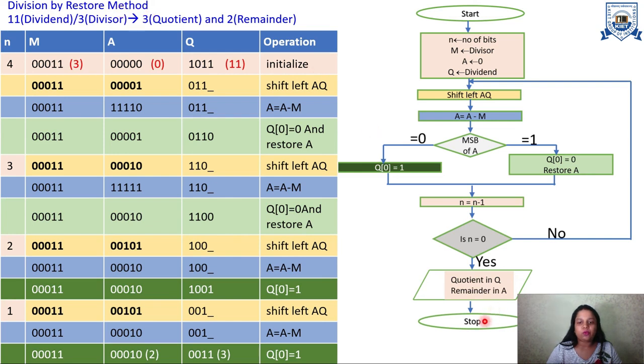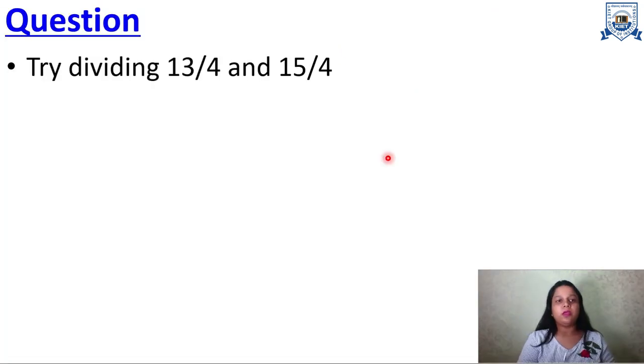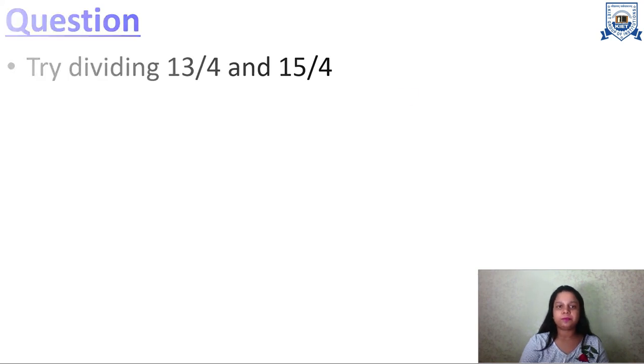After that we have to stop. Now you can note this example and solve another question. So now you can try yourself. These are the two questions that you can solve by using that flowchart. Try to solve these and find the quotient and remainder for both divisions.